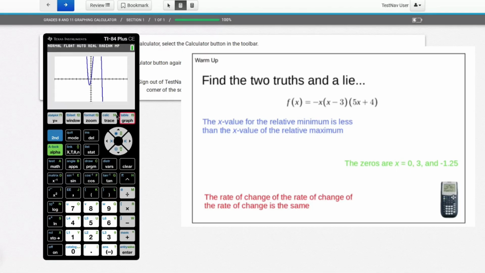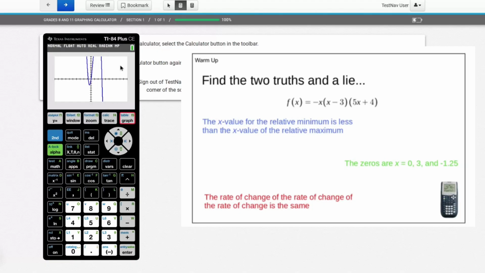All right, we have ourselves a cubic, which answers the red guy, or if you are colorblind, it's gray. It says the x value for the relative minimum is less than the x value of the relative maximum. Here's the relative minimum. The relative maximum is going to live up here. So the x value for the relative minimum is indeed less than the x value for the relative maximum. That is a true statement.